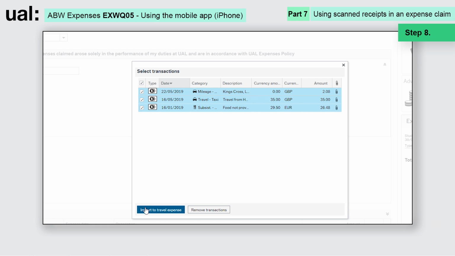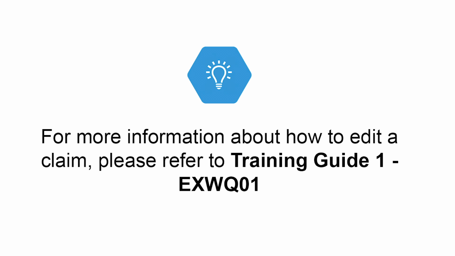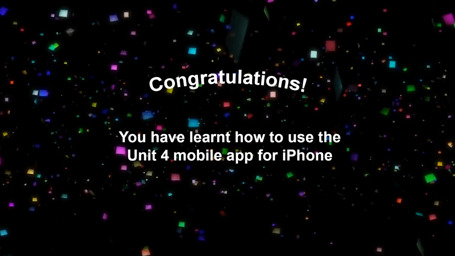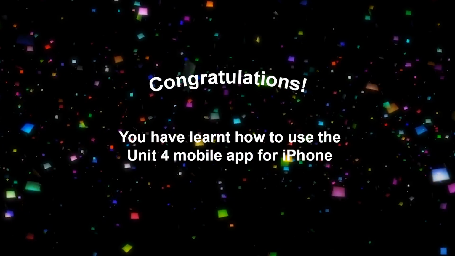When you have imported a line, you will be able to amend any details if required. For more information about how to edit a claim, please refer to Training Guide 1, EXWQ01. Congratulations, you have learnt how to use the Unit 4 mobile app for iPhone.